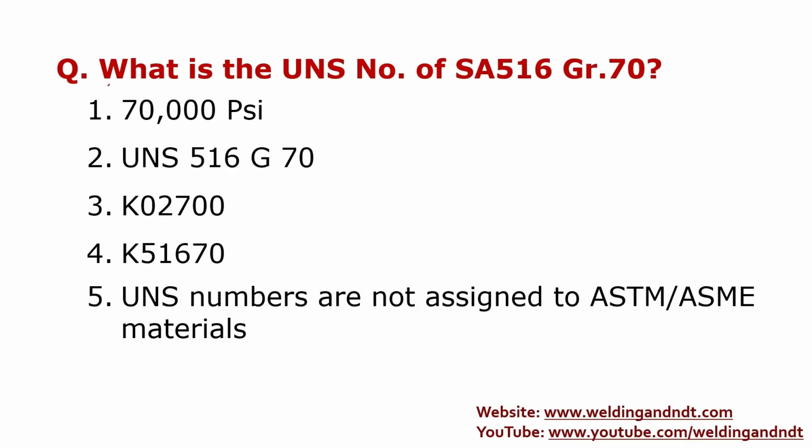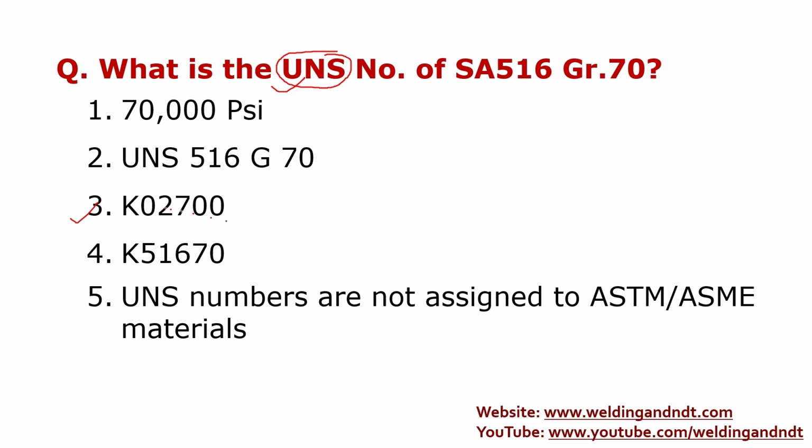Our today's question is, what is the UNS number of SA 516 grade 70? So basically, UNS number is the Unified Numbering System. It is given to steels. And the correct answer is option 3.